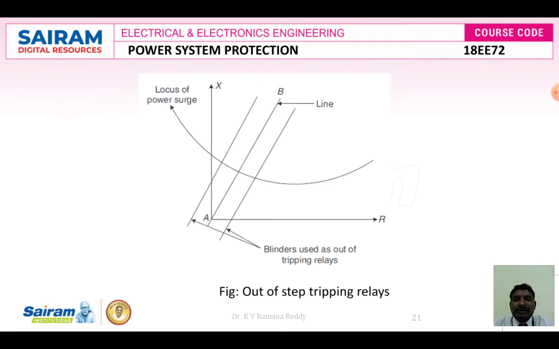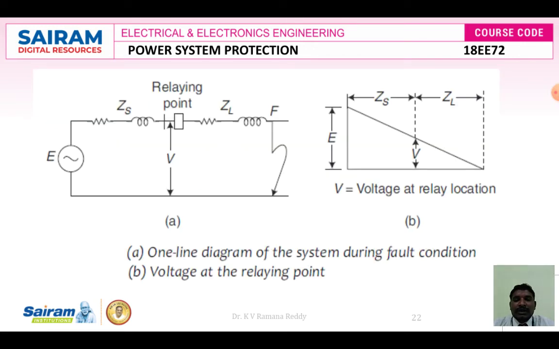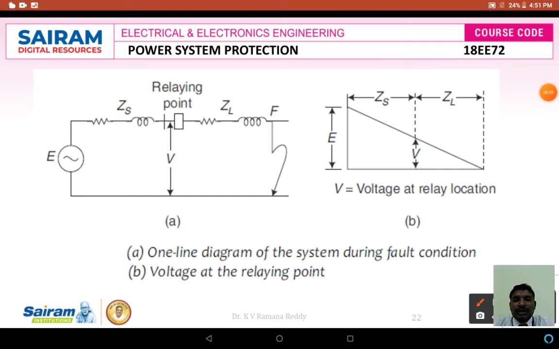To discuss this concept, let us consider an equivalent circuit diagram, or one line diagram, of the system during fault condition. The figure I am showing is the one line diagram of the system during fault condition. Here E is the source voltage and Zs is the source impedance. This is the location of the relay, V is the voltage at the relay location, and ZL is the transmission line impedance. F is the fault, which is far away from the relay location.